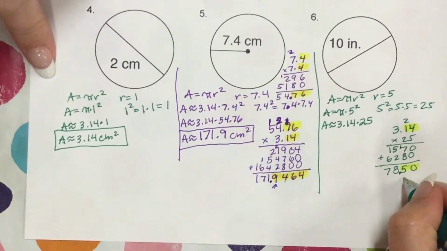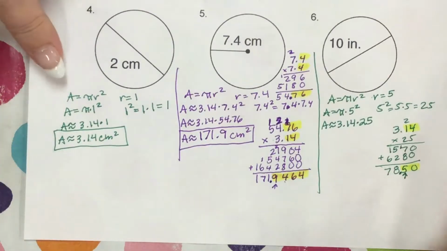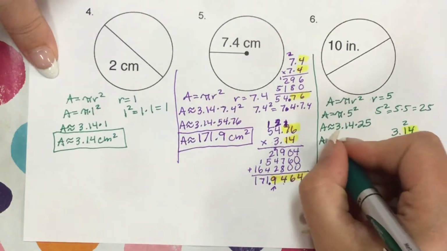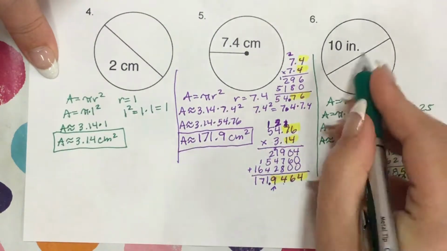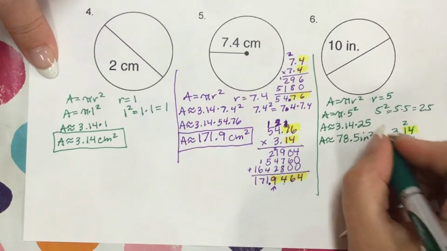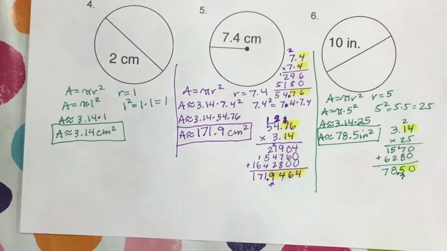And we're going to round. This is the tenths place. This number does not round it up, so that's what we're left with. We're left with the area is approximately 78.5 inches squared. So if you got that one right, wonderful, wonderful, wonderful.